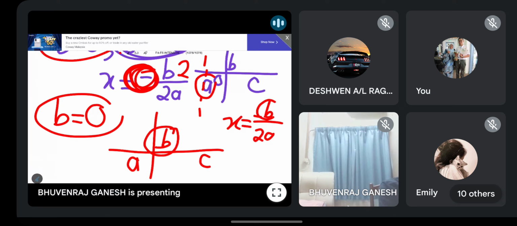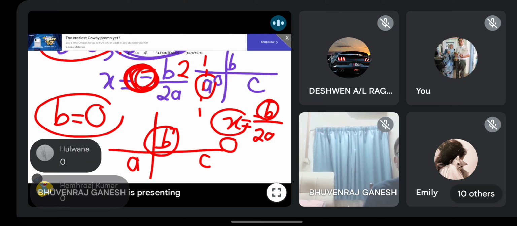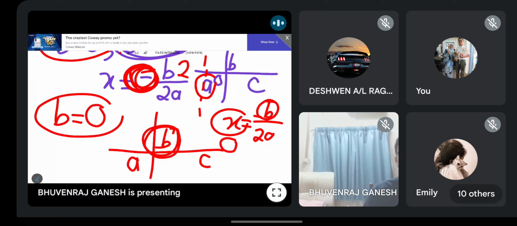So guys, if my B here becomes 0, how will the X change? 0 divided by anything, you will get what value? Zero divided by anything, you still get zero. So that's why your answer is B. The axis of symmetry is basically your y-axis, because it passes through the origin. So you can refer to that formula to help you.